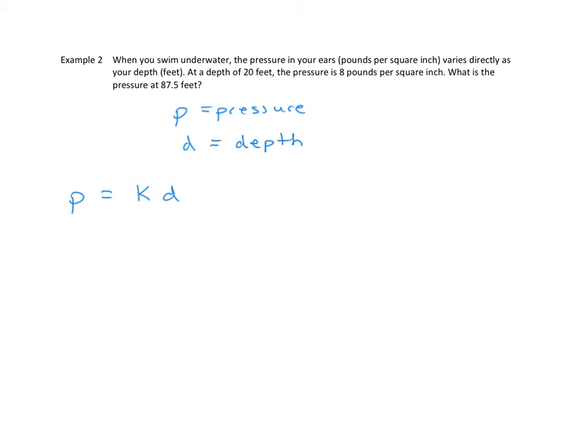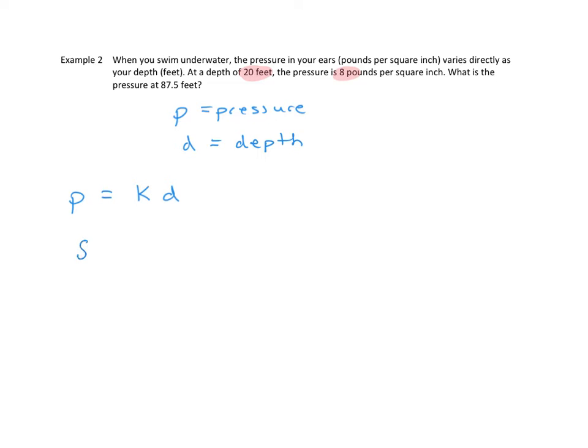So to solve this, you want a formula where you would plug in 87.5 for D to solve for P. The reason you're not allowed to do that first is that we don't know K. However, here we have a connection between the pressure and the depth. When we are 20 feet deep, the pressure is 8 pounds per square inch. I'm going to take this information, put it into this formula, and solve for K.